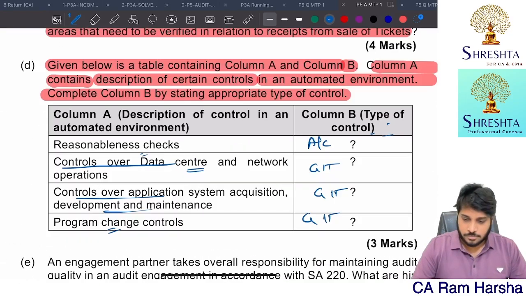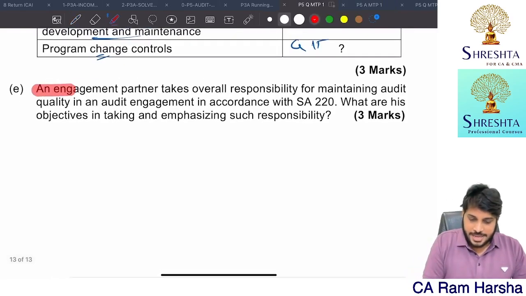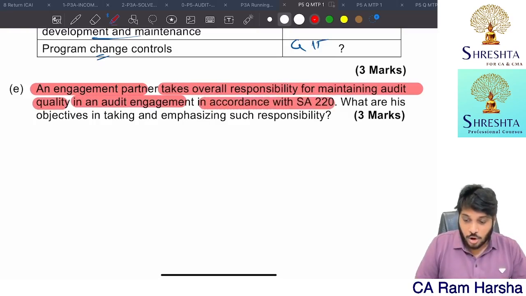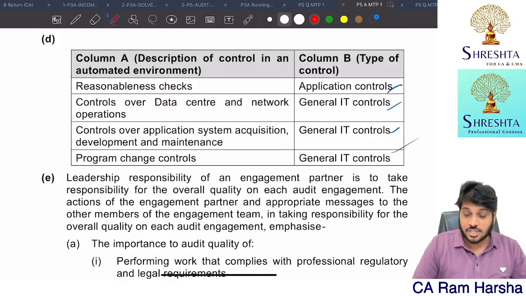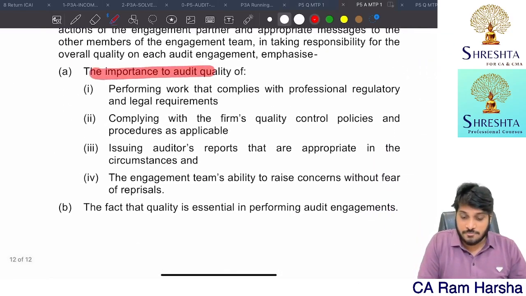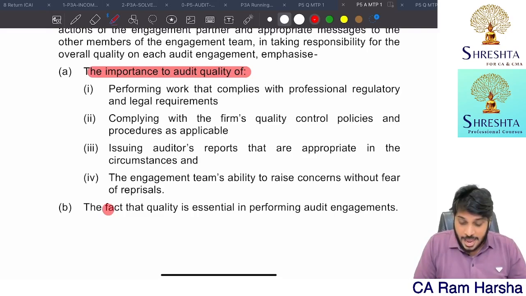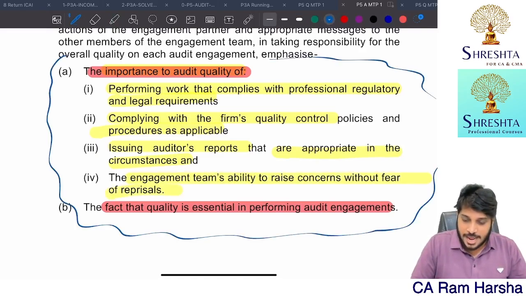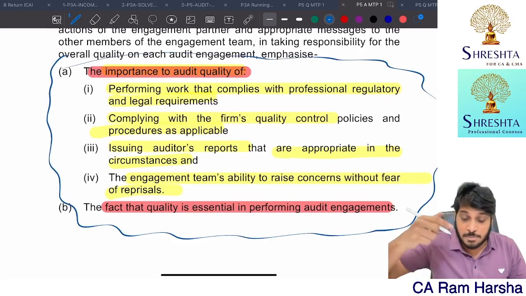That's it. Next. An engagement partner takes overall responsibility for maintaining audit quality in an audit engagement in accordance with SA 220. What are his objectives in taking and emphasizing such a responsibility? The engagement partner has to give emphasis to the importance of audit quality and the fact that quality is essential: performing work that complies with standards, complying with the firm's quality control, issuing reports that are appropriate in the circumstances, and the engagement team's ability to raise concerns without fear of reprisal. The actions of the engagement partner shall emphasize this.